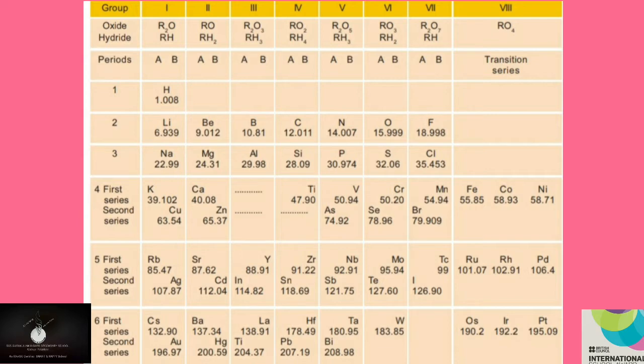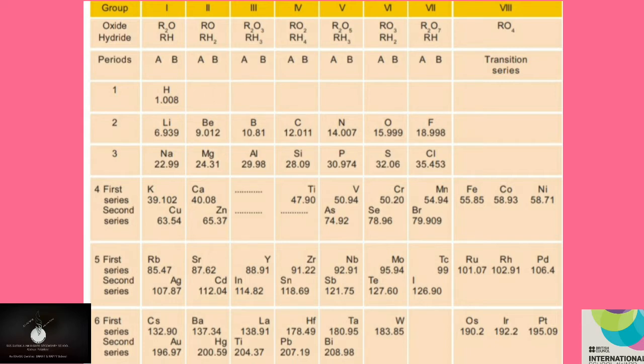You can see how many groups are there? 1, 2, 3, 4, 5, 6, 7, 8 groups are there. The vertical columns are called groups and the horizontal rows are called periods. So you can see 8 groups.